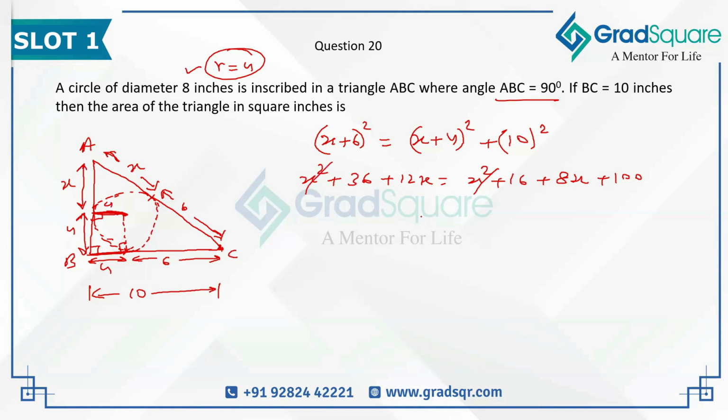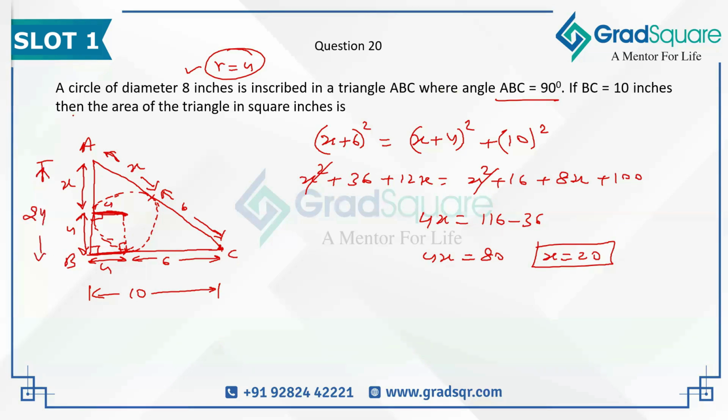You have 12x minus 8x, that will give you 4x, and you have 116 on this side minus 36. So 4x turns out to be equal to 80, and x turns out to be equal to what? x turns out to be equal to 20. Now if x is 20, then the height of this triangle turns out to be equal to 24 inches, right?